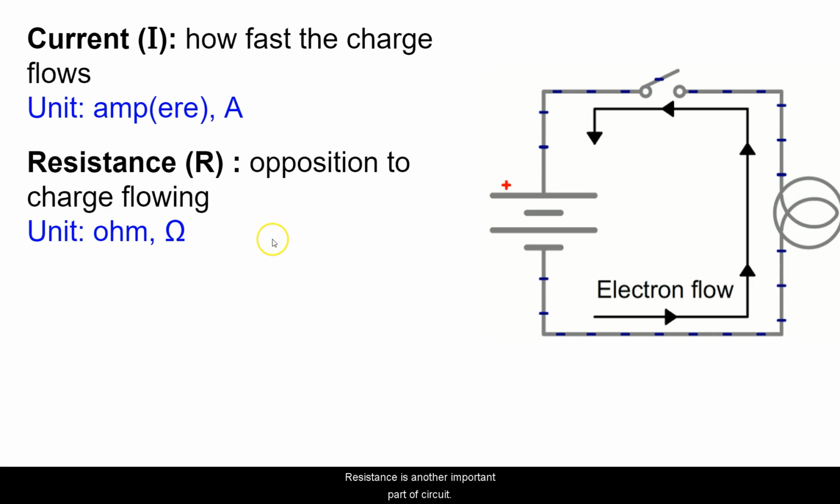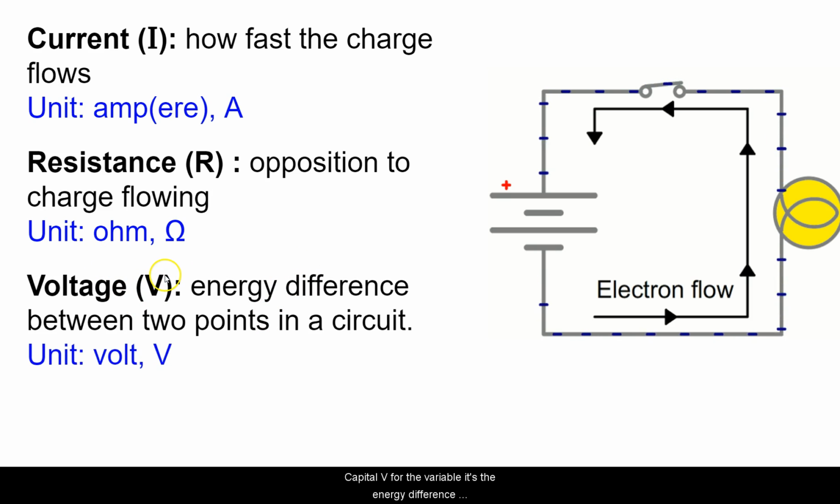Resistance is another important part of circuits. The variable for that is a capital R. It's in opposition to the charge flowing. Anything that you can think of that uses electricity has some sort of resistance. So this light bulb right here has resistance. The units for that are ohms, or you'll sometimes see it with the Greek letter omega, which is again a weird thing, but hey, electricity is weird.